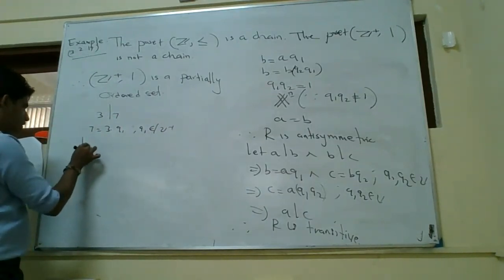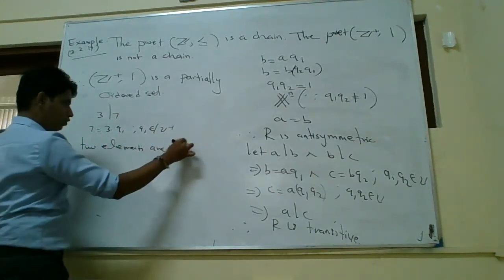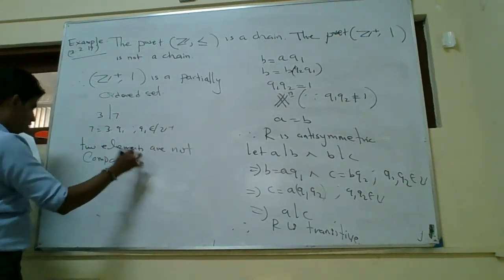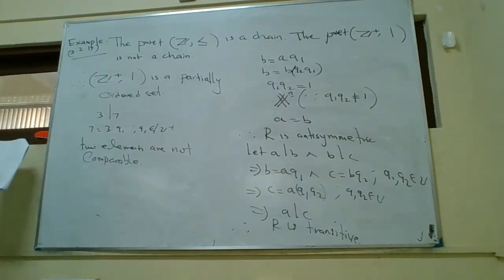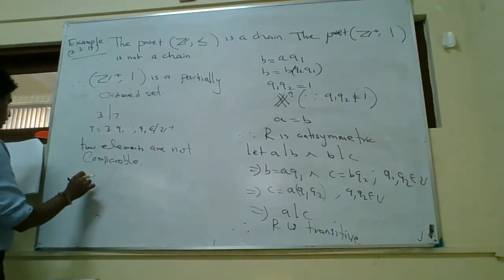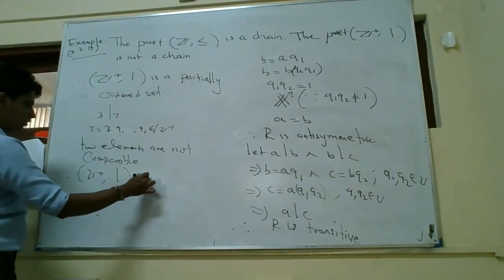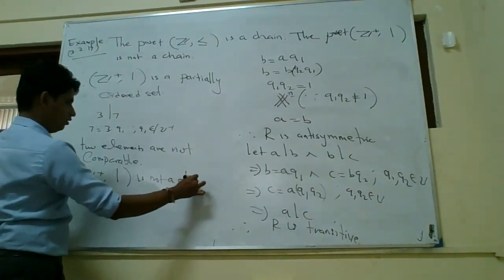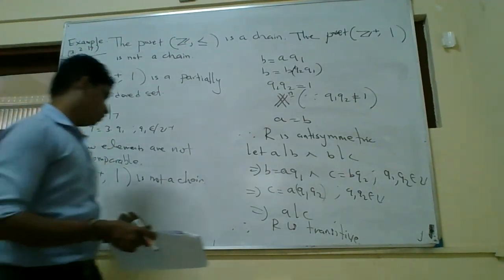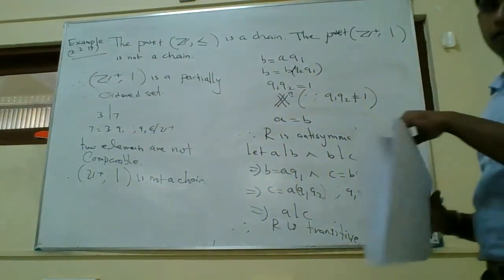Therefore, the two elements are not comparable. Therefore, the set of positive integers with divides is not a chain. Arbitrarily, if you take these elements, it's not possible. Therefore, it is not a chain. Okay, it is not a chain.